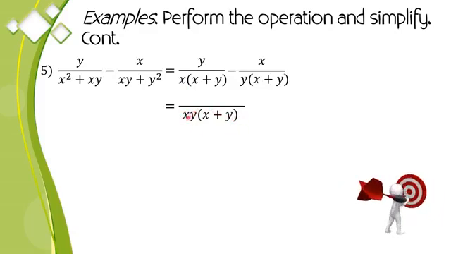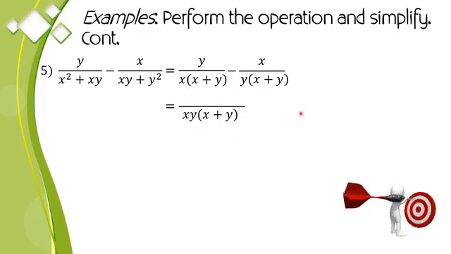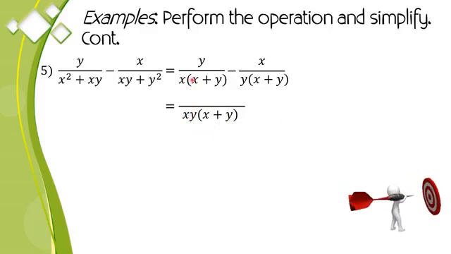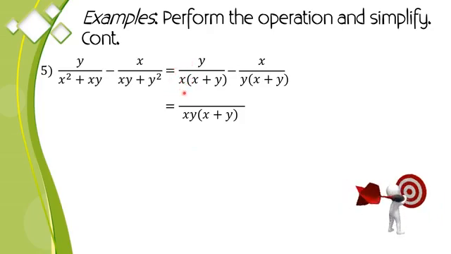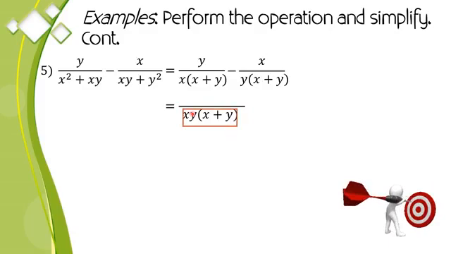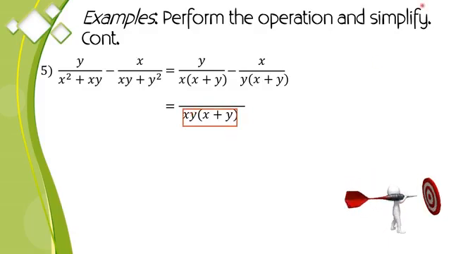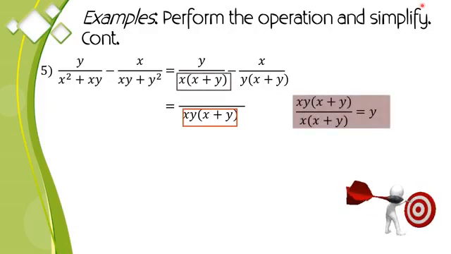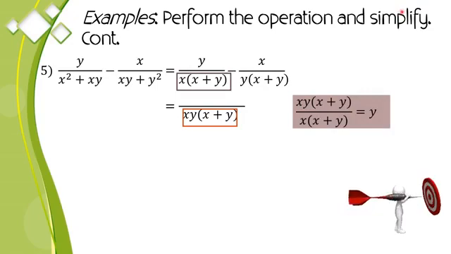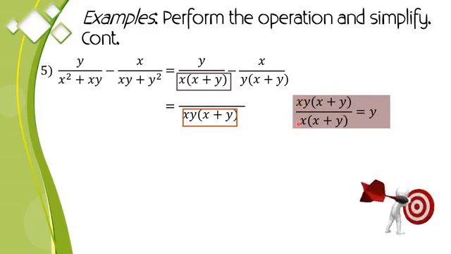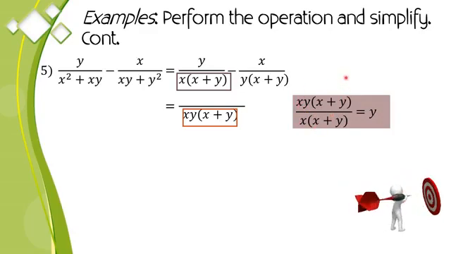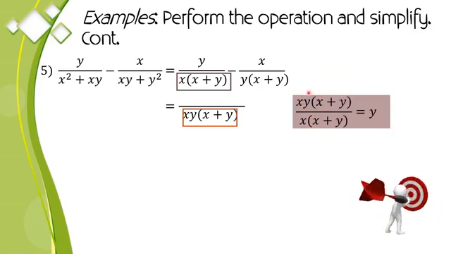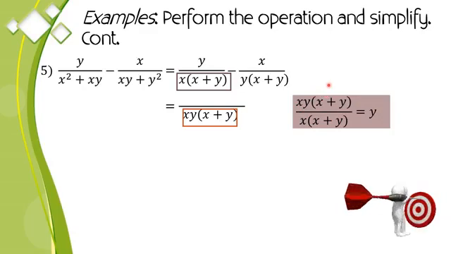So our next step now after finding the LCM is that you have to divide this one by this denominator and also multiply the result to y, and then you write your result here. Okay, so let's do that process. You have xy times the quantity of x plus y divided by x times the quantity of x plus y is equal to y. So you can see this is division. We can divide common factors. X divided by x is equal to 1. X plus y divided by x plus y is equal to 1. So the remaining in the numerator is 1 and then times y and then times the 1 here. So that is now equal to y.